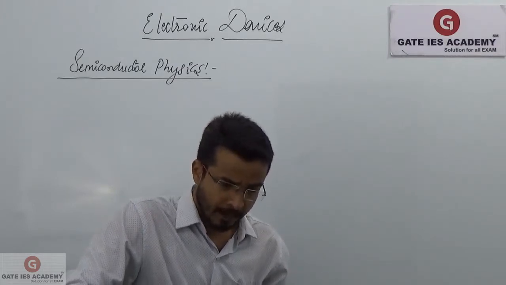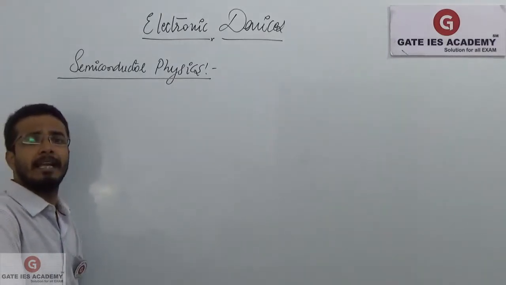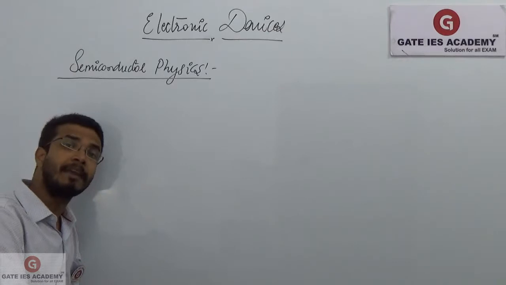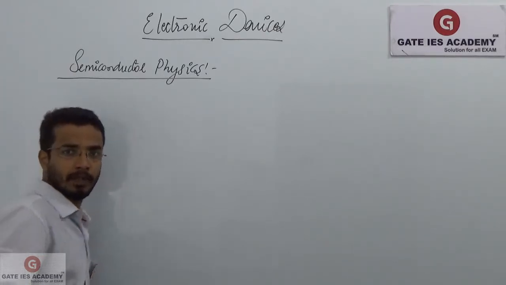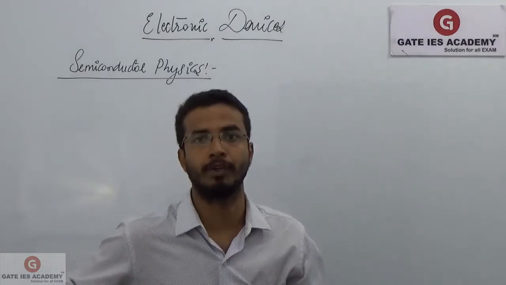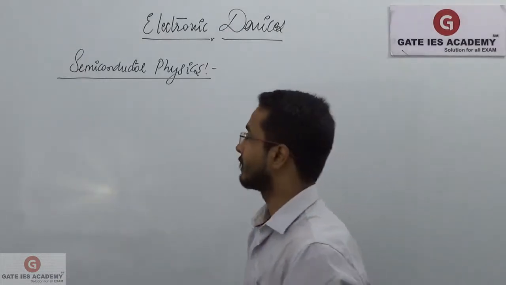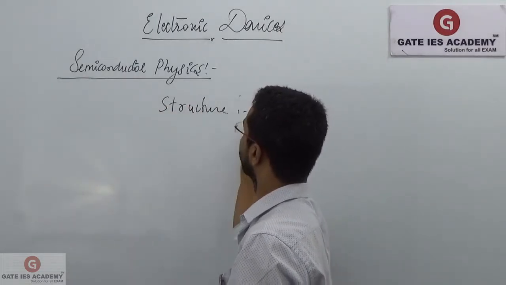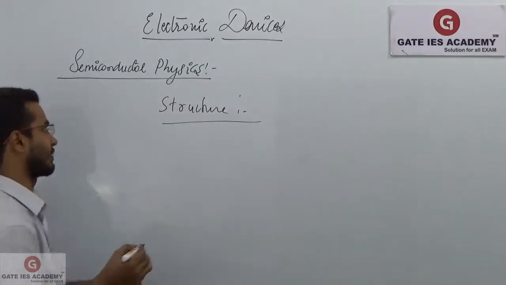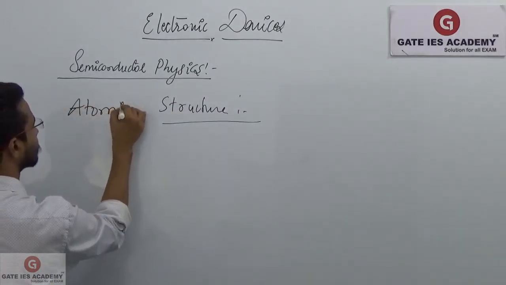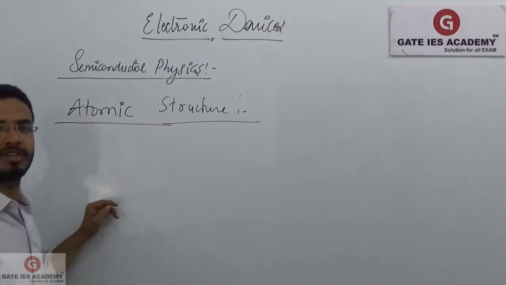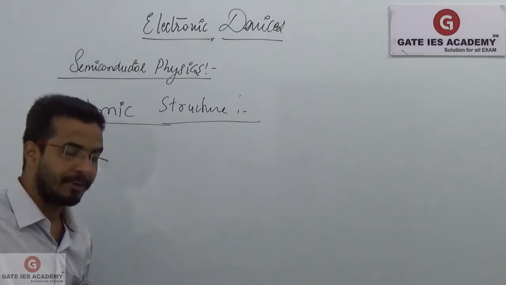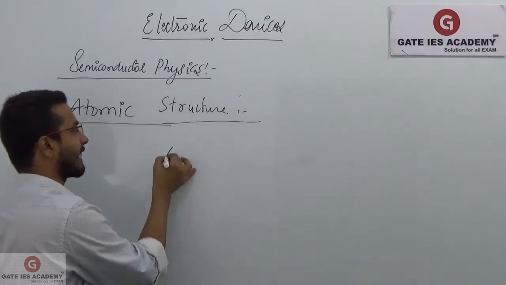So, firstly, if I am interested in any particular device, I should know what it is made from. That means what is the composition of that particular device you are studying here. The first thing is the structure of that. I am interested in the atomic structure first. How will my atomic structure look? If I am interested in atomic structure, what is the smallest unit? Atom.